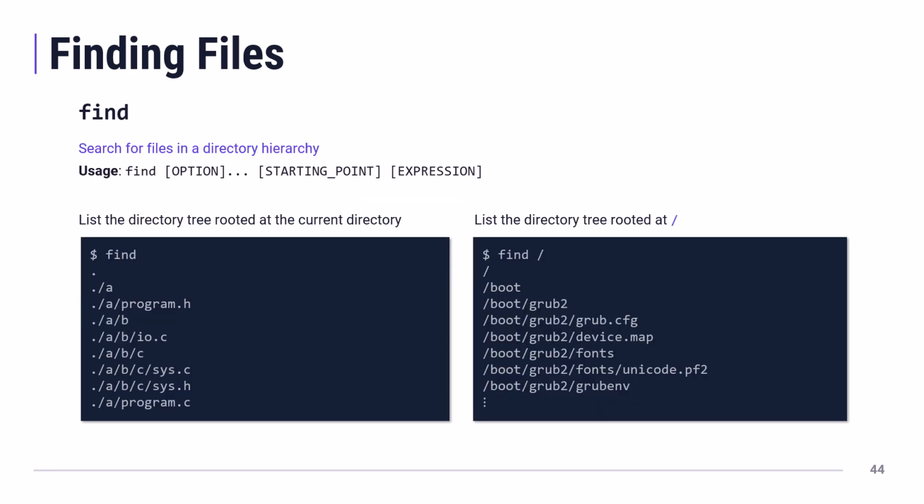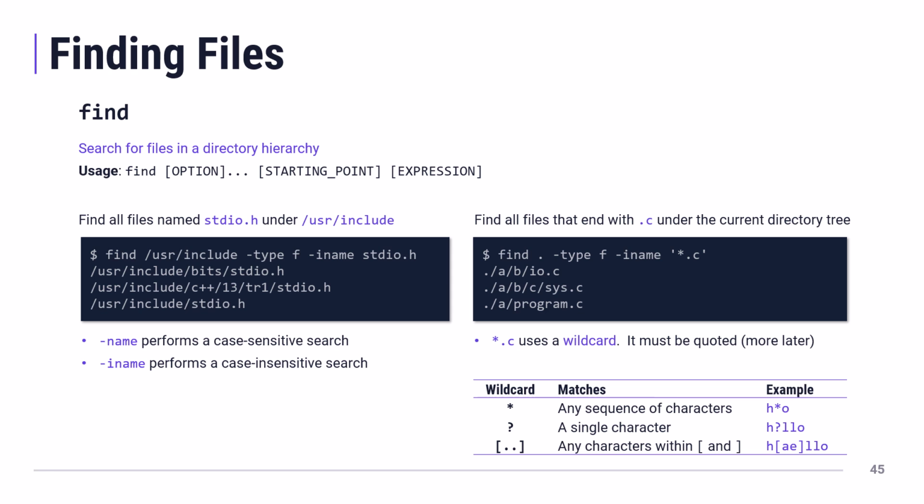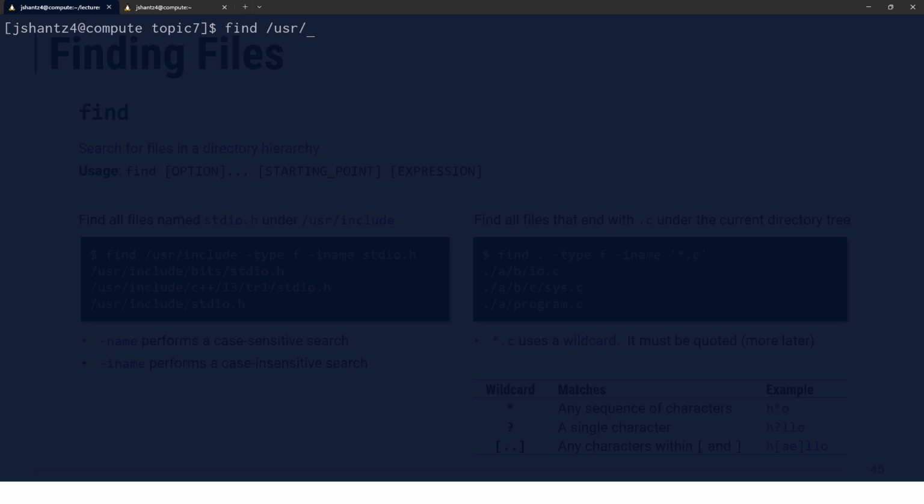So as I say, if I simply type find, that will give me a recursive search of the current directory tree. Alternatively, I can specify the starting point. So I could say find /, and now that starts at the root directory. If I wanted to find, say, all files named stdio.h under /usr/include, I can say find, my starting point /usr/include. I want to find files, so I'm going to say -type f. And I want to find files named stdio.h.